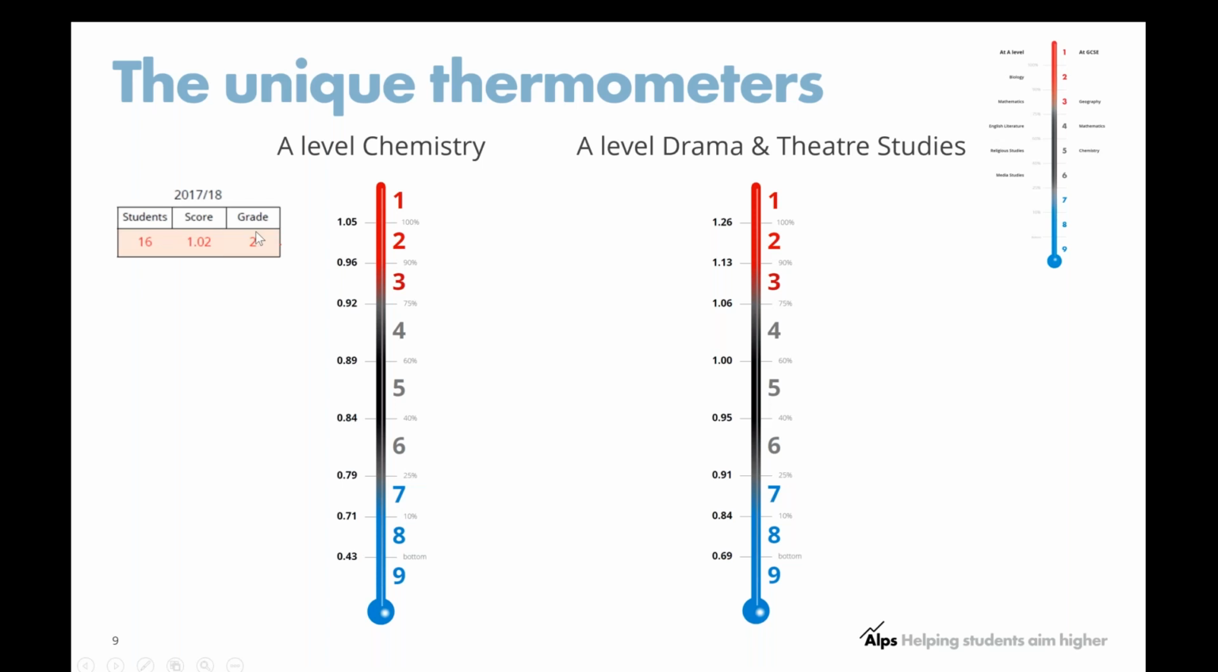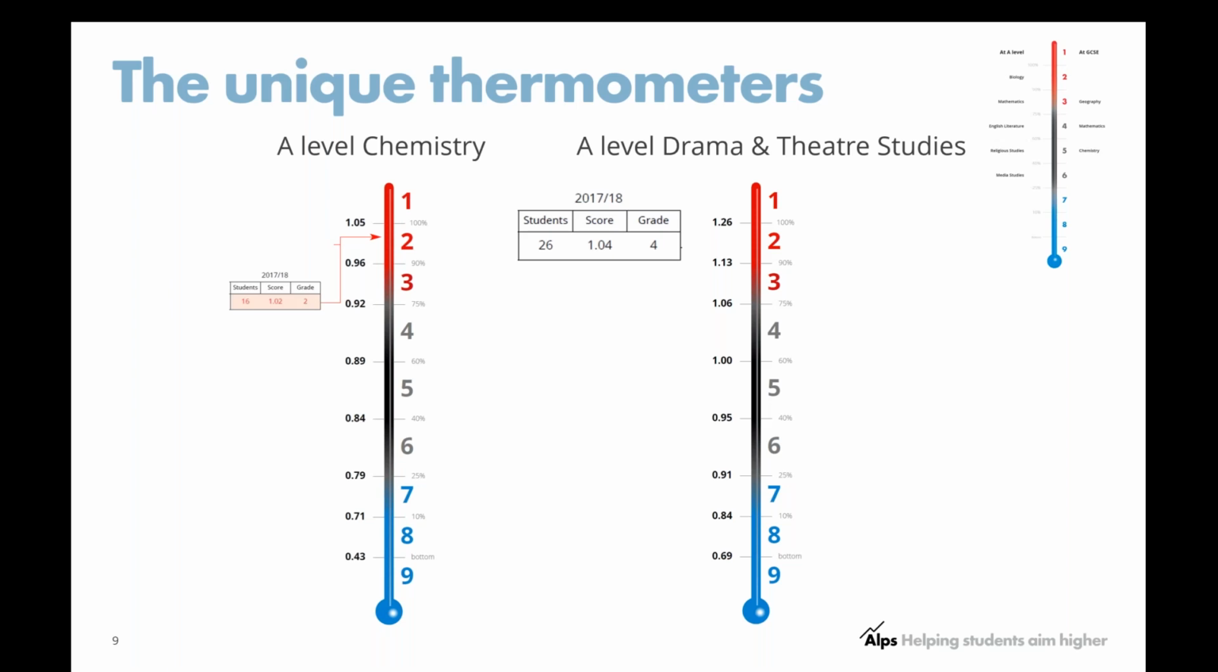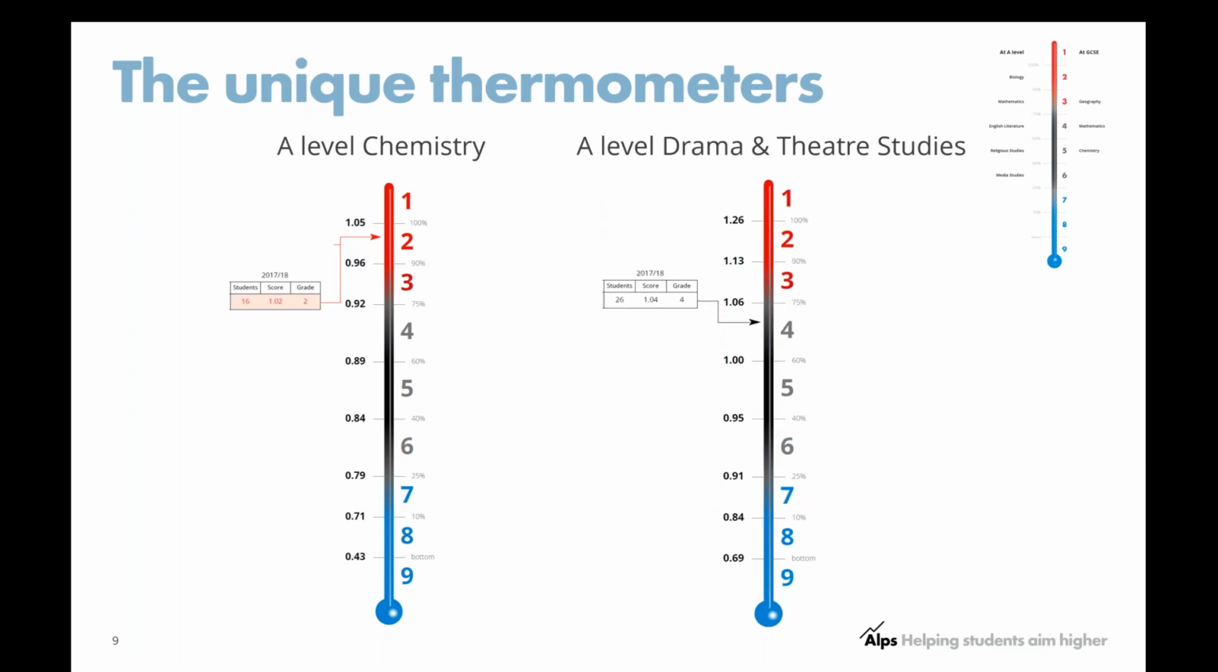So let me just give you an example. So this particular chemistry department had 16 students and they got 1.02. And the drama department, same school, 26 students, they got 1.04. The chemistry department maps to a grade 2. The drama department maps to a grade 4. So even though the drama department got a higher score, they actually end up with a lower grade because students make better progress in drama and theatre studies nationally than they do in chemistry. Okay, so it's absolutely crucial to understand when you're target setting at the subject level.